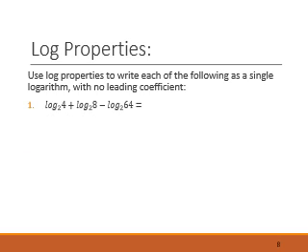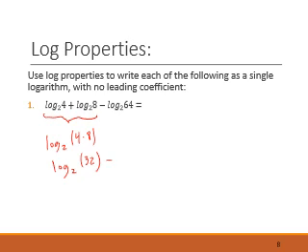Okay, so how do we write log base 2 of 4 plus log base 2 of 8 minus log base 2 of 64 as a single logarithm? Well, if we use our log properties, we should know that the first thing we could do is, whenever you're adding two logarithms, that would be the log of 4 times 8. In other words, that would be the log of 32.